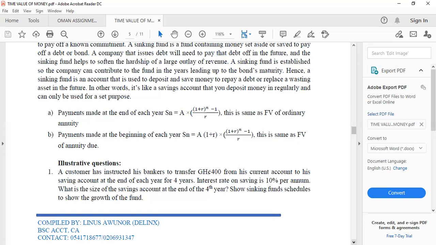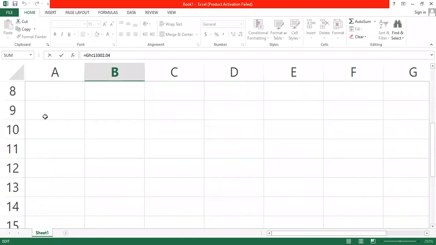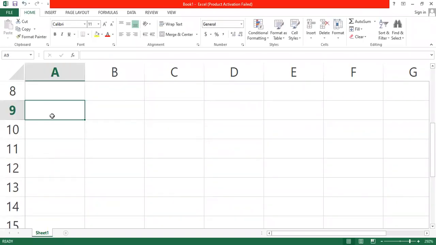What are they asking us to do? They're asking us to calculate the future value of the investment, isn't it? How do we calculate the future value of the investment? This investment, is it ordinary annuity or annuity due? Jocelyn, is it ordinary annuity or annuity due?